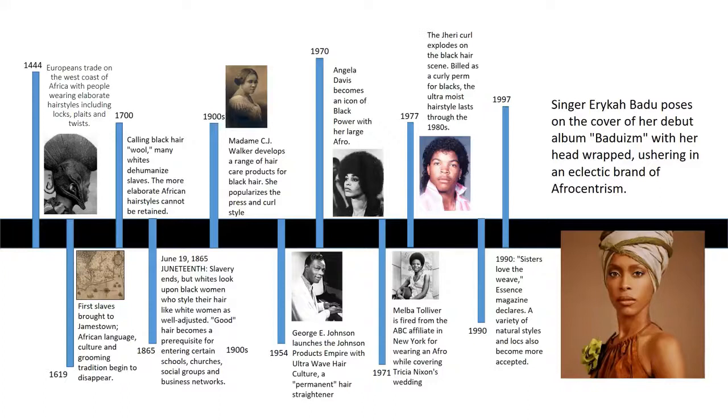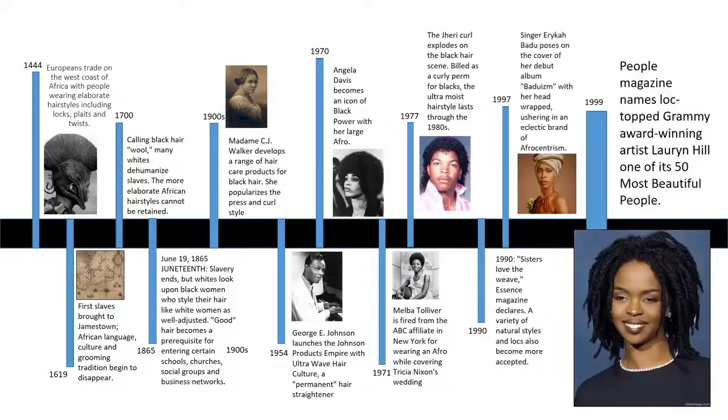In 1997, singer Erykah Badu poses on the cover of her debut album, Baduizm, with her head wrapped, ushering in an eclectic brand of Afrocentrism. In 1999, People magazine names lock-topped Grammy award-winning artist Lauryn Hill one of its 50 most beautiful people.